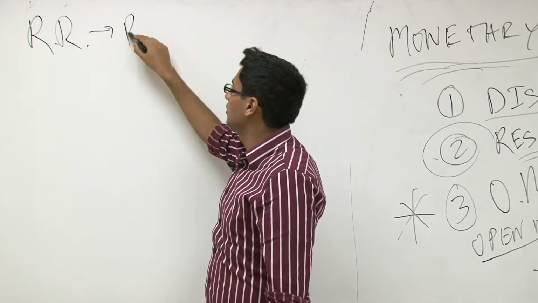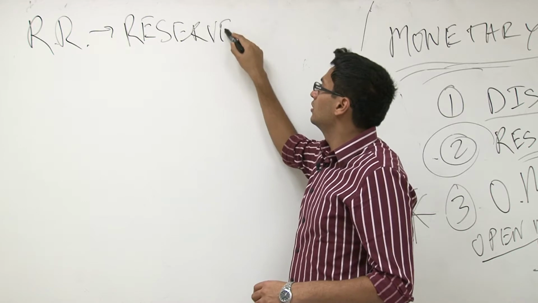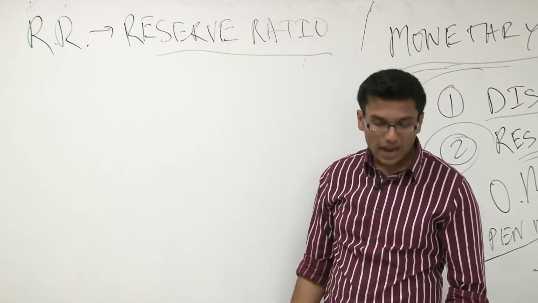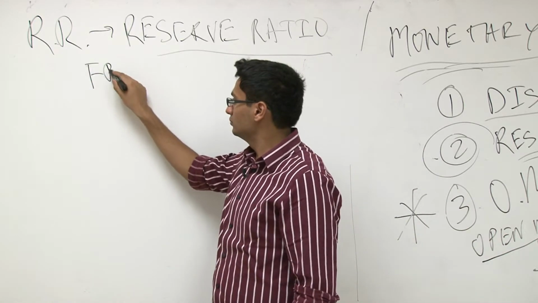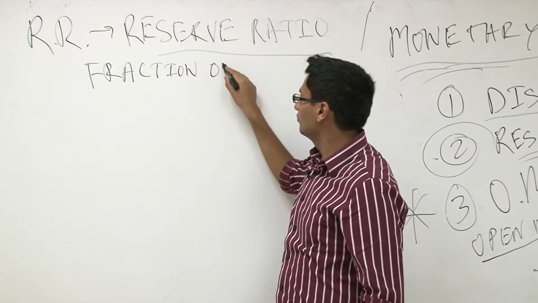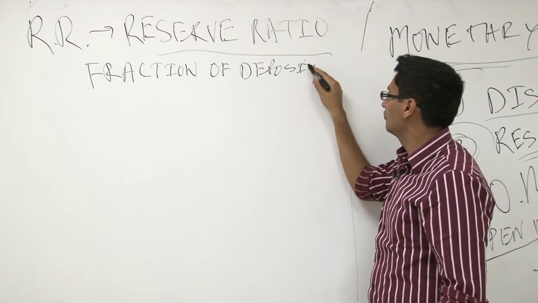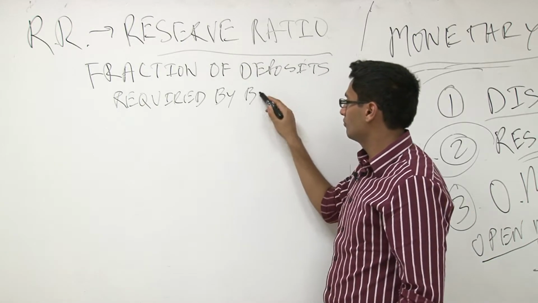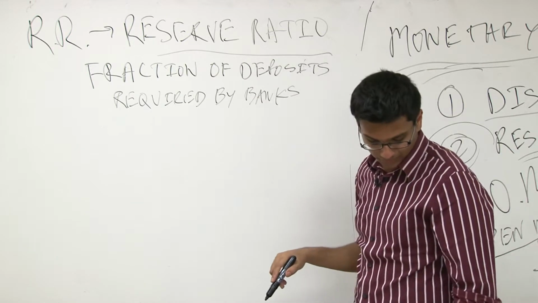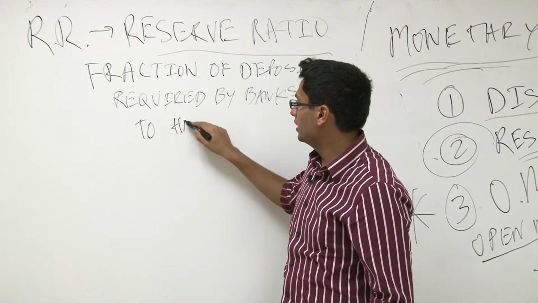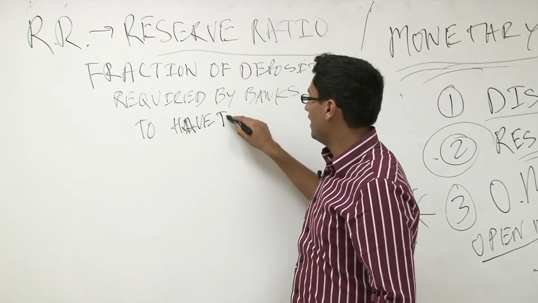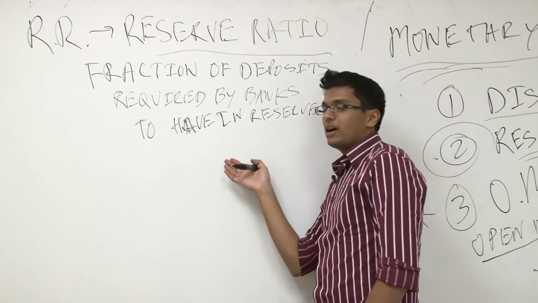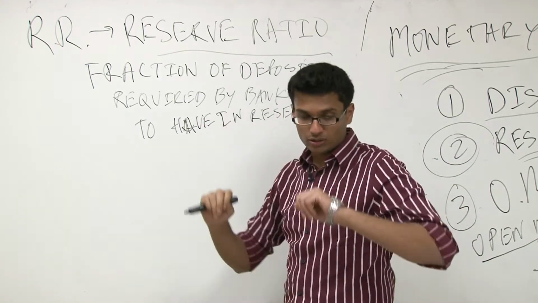RR stands for reserve ratio. Okay, what is a reserve ratio? Reserve ratio is the fraction of deposits required by the banks to have in reserves. A lot of words. What does that mean? Well, it's the amount of money that banks need to have with them at all times, the rest of which they can loan out to people.